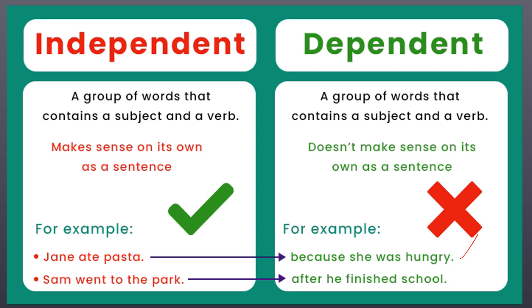But the dependent one is a group of words that contains a subject and verb, but doesn't make sense on its own as a sentence. Like if I said "because she was hungry" alone, it's dependent. Why? It doesn't give complete meaning. I don't know what happened. Maybe because she was hungry, she ate pasta, she ate pizza.